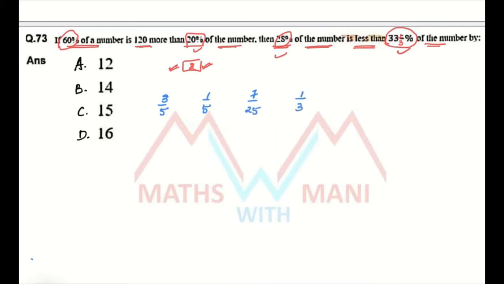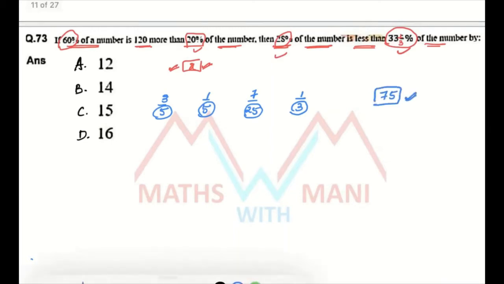So now you have to take what? The LCM of the fractions, the LCM of the denominators of these fractions. What is the LCM of 5, 5, 25 and 3? That is 75. So 75 is the given number.